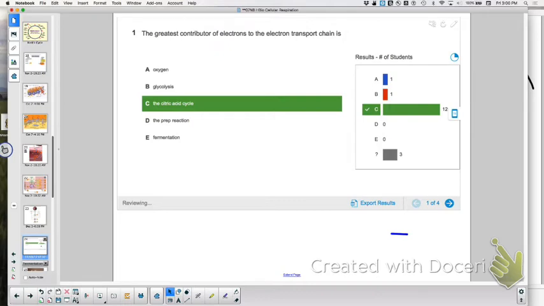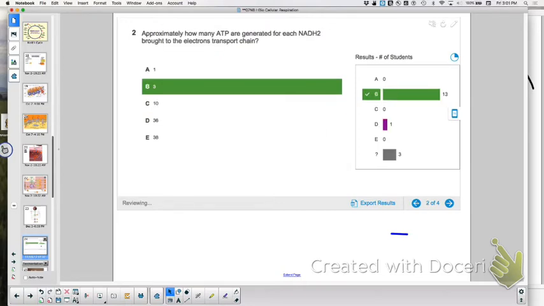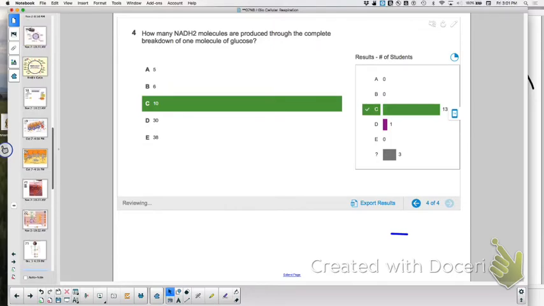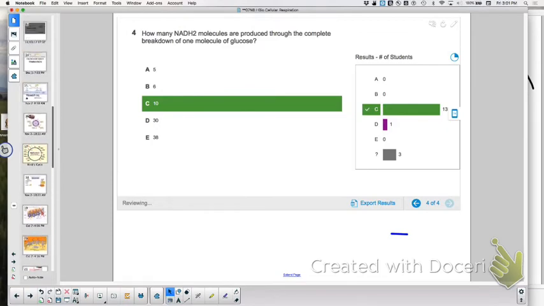The greatest contributor of electrons to the electron transport chain is? Citric acid cycle. Okay, why? Because it has 6 NADs, yeah? Number 2, approximately how many ATP are generated for each NAD? 3. Yay! You got 100% on that. Oxygen becomes water. Oh, it was me, my bad. I hit the wrong one. Yeah, 10. Okay, I think there's some more questions here.